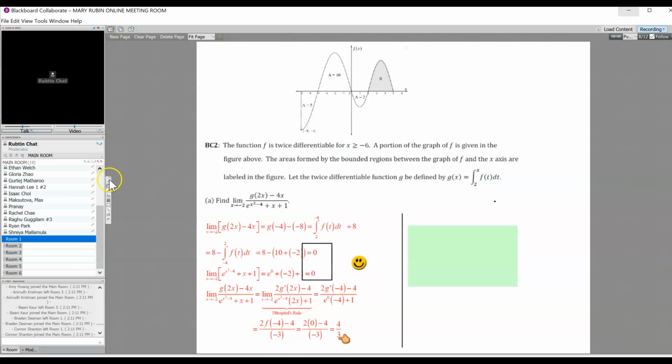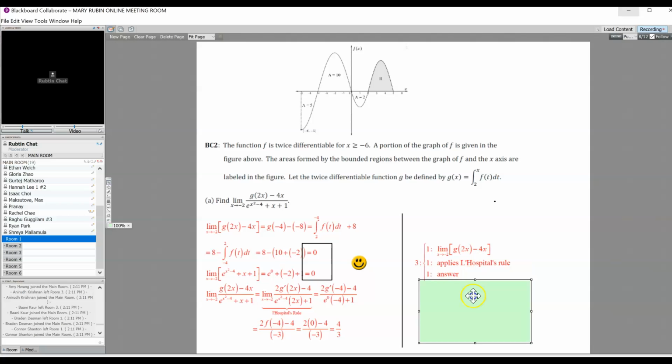Okay, so the point distribution for this. You get 1 point for recognizing L'Hopital's rule. The limit of this, g of x minus 4, this alone gets you a point. Then apply, and then the final answer, which could be left like this.